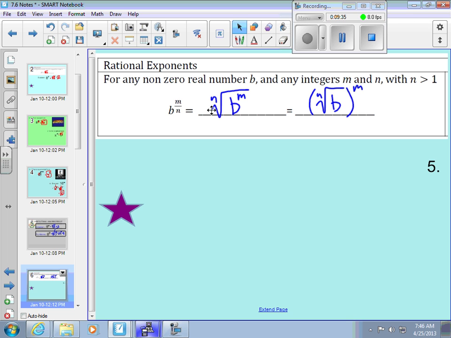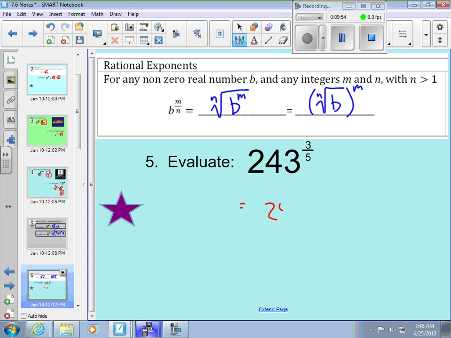Okay, let's look at an example. On your sheet, number 5 says evaluate 243 to the 3/5 power. Well, from what we just talked about, 243 is our bigger base number. Our radical, our root, would be, remember, the bottom number tells you the root. It'd be the fifth root of 243, and then the whole thing taken to the top number, the third power.